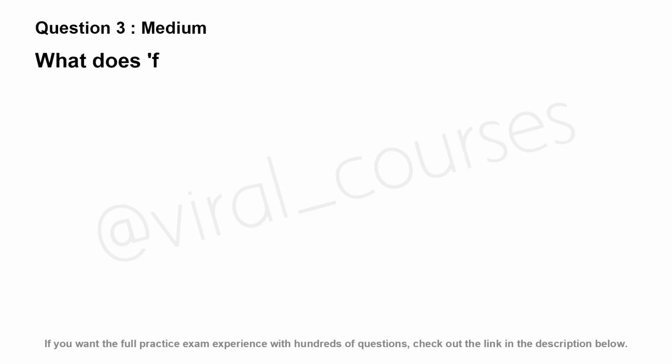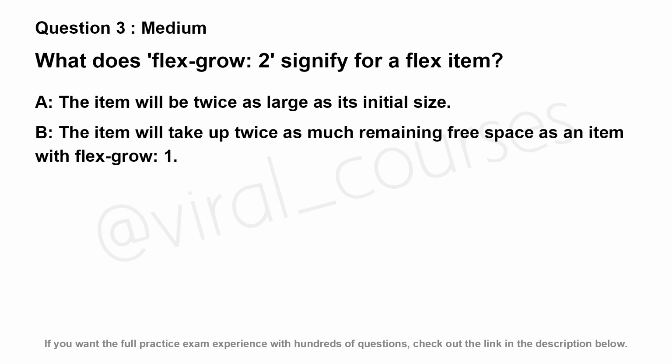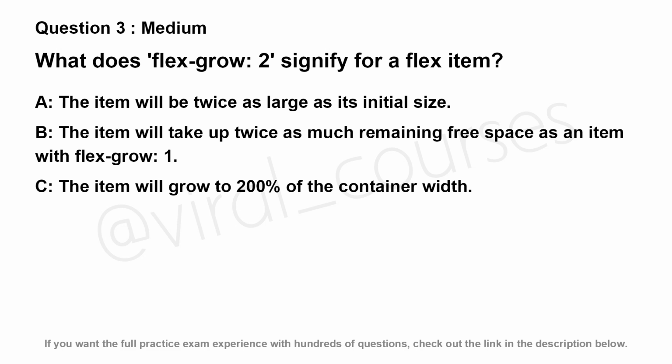What does flex-grow: 2 signify for a flex item? Option A, the item will be twice as large as its initial size. Option B, the item will take up twice as much remaining free space as an item with flex-grow: 1. Option C, the item will grow to 200% of the container width. Option D, the item will have a fixed size of 2rem.